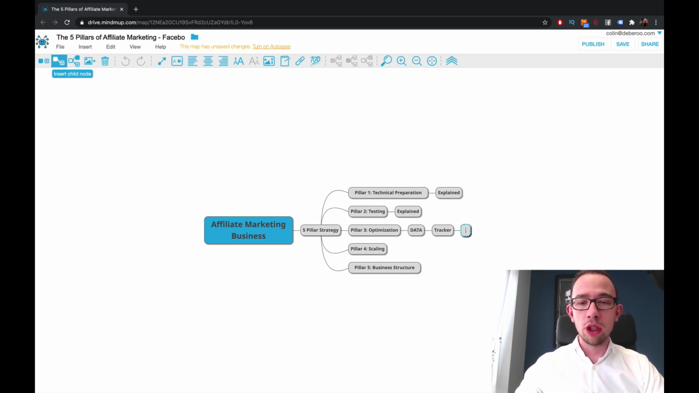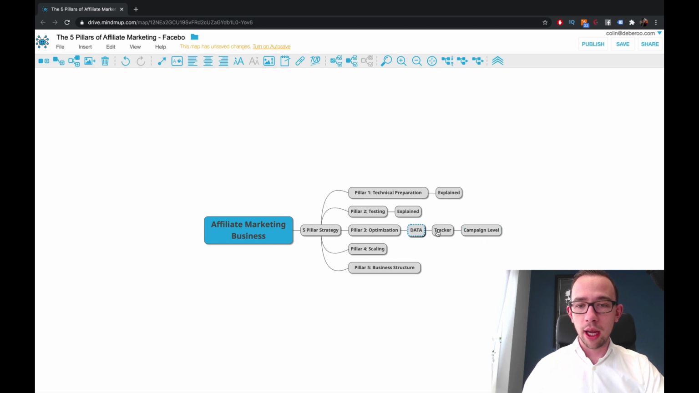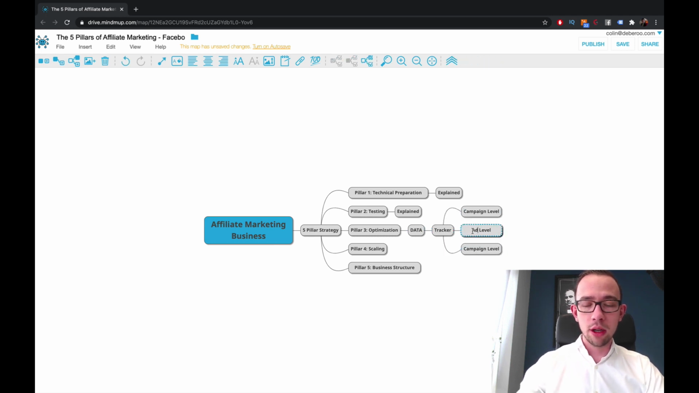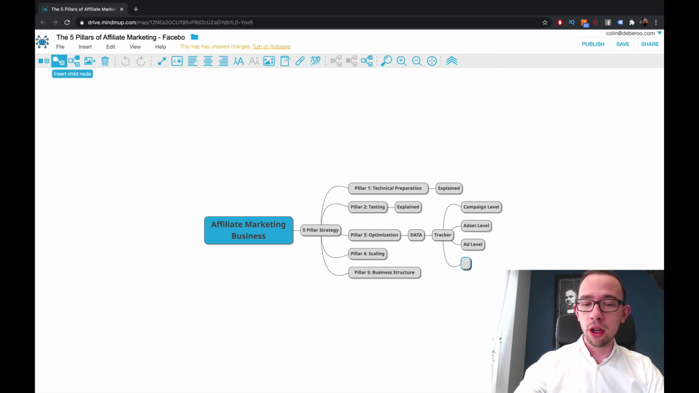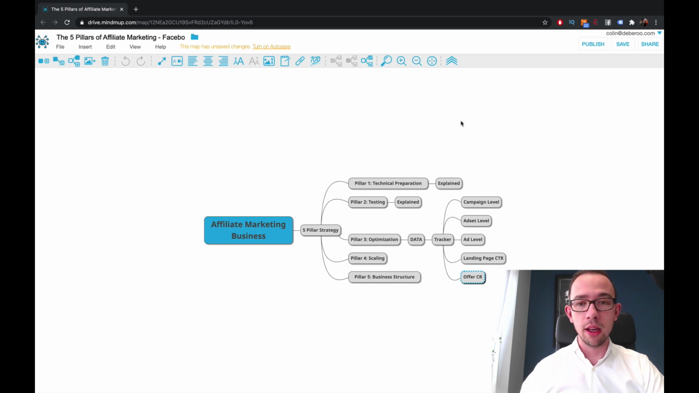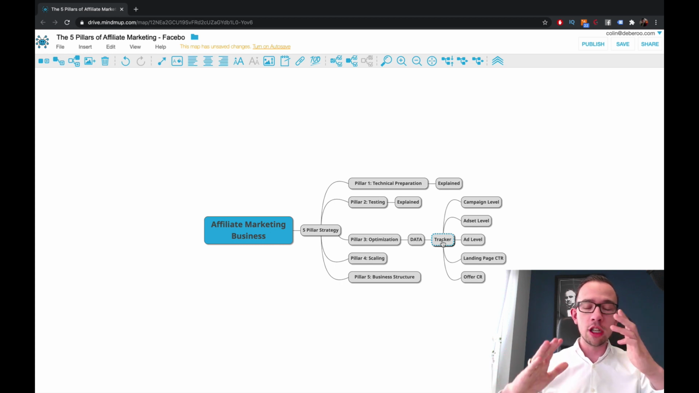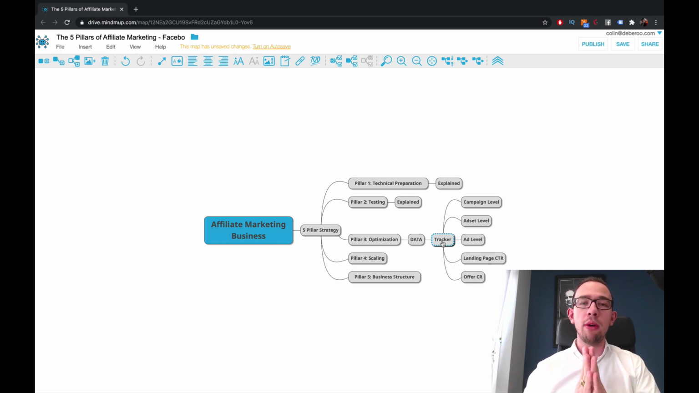So this will allow us to track campaign level, ad set level, and ad level. How we do this is through parameters. In addition, it goes further. We know the landing page CTR, which is a very important one, and we know the offer conversion rate. It all comes back into the tracker. One place to store all the data. It is one of the core tools of any affiliate marketer. You cannot operate this business model properly without it.